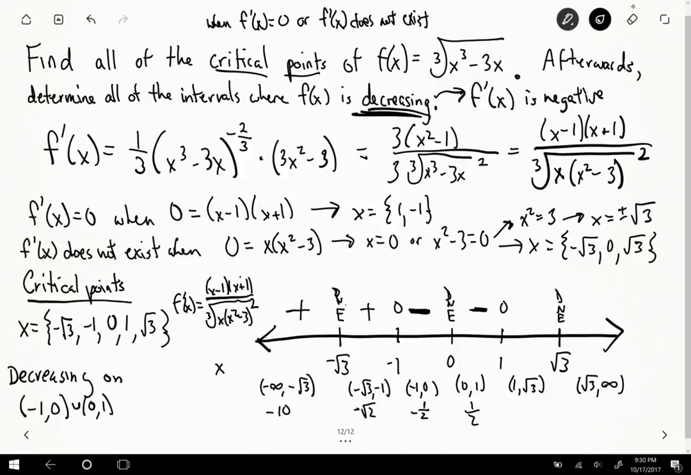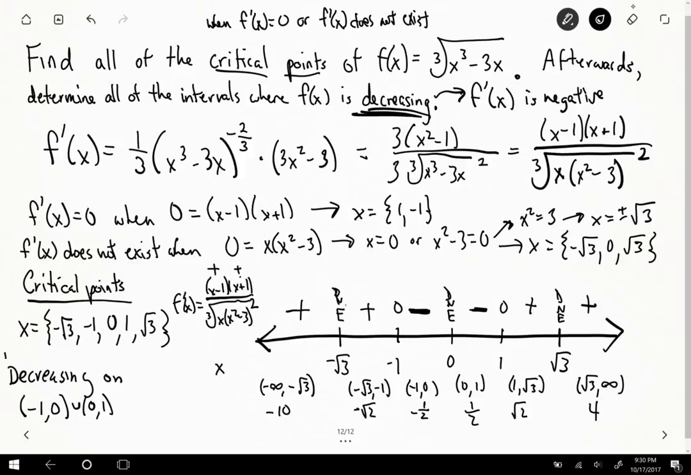Moving forward to the next one, between 1 and square root of 3, we'll take the square root of 2. Now, square root of 2 is larger than 1, so we'll have that be a positive, and this is a positive. So now we have positives. And for our last interval, you can pick, once again, you can go 10, you can go 4, whatever you really choose. You plug that in and you get positive and another positive. So you have increasing on that interval.